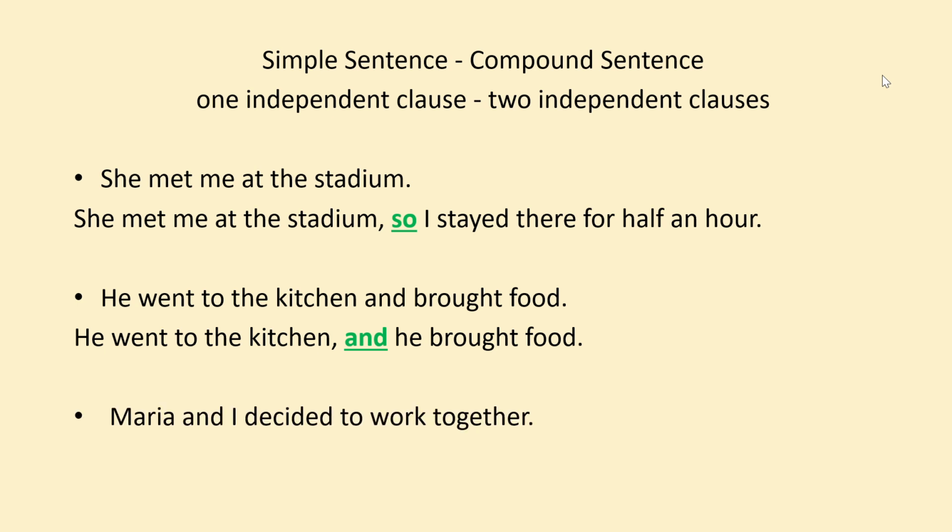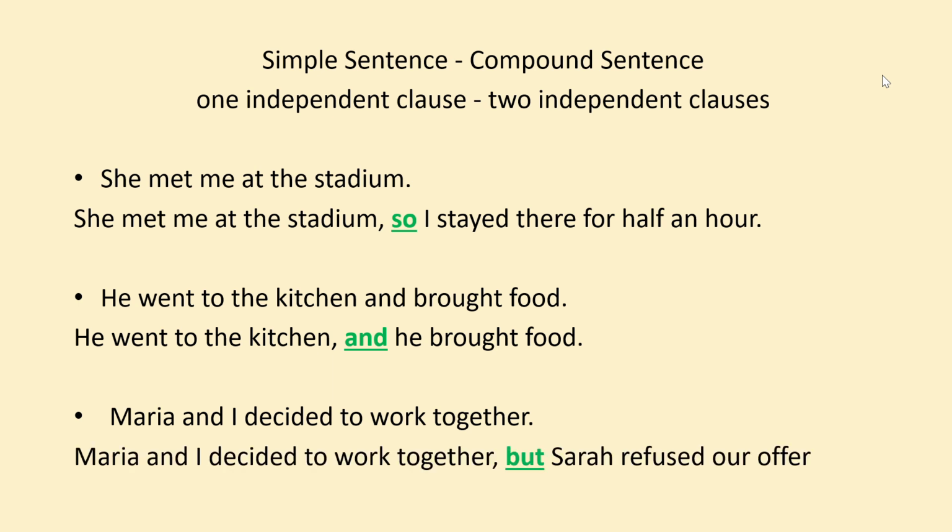Next is Maria and I decided to work together. When we convert it into a compound sentence, we can say Maria and I decided to work together. One clause, but added a coordinating conjunction. Sarah refused our offer.